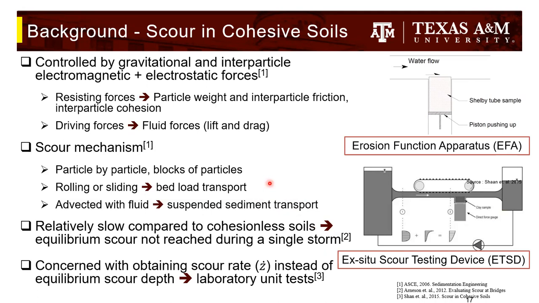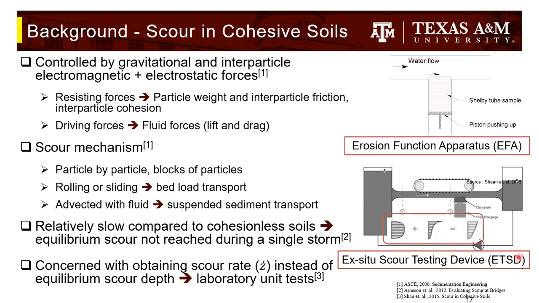And it's more about getting the scour rate. Researchers have mostly focused on the scour rate rather than the equilibrium scour depth, because reaching the equilibrium scour depth in a particular storm event is highly unlikely. Therefore, most of the current laboratory setups, including the erosion function apparatus, EFA, as seen on the right-hand side, or ETSDs, are mostly concerned with getting the laboratory scour rate rather than the equilibrium scour depth.